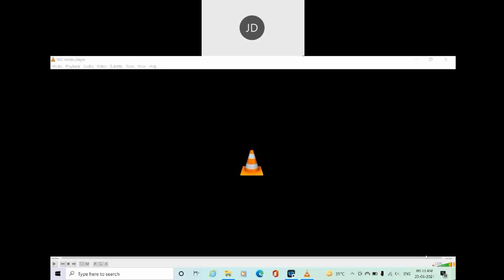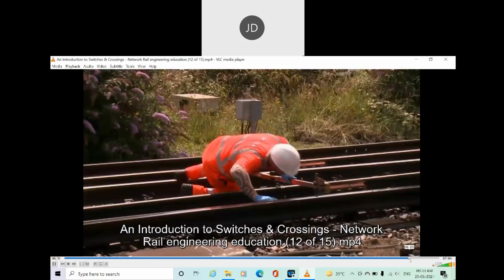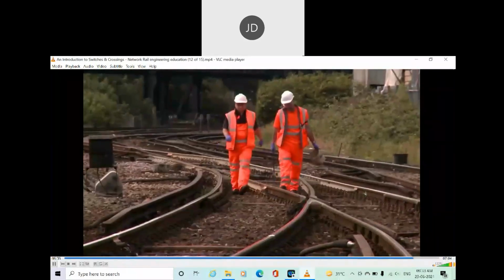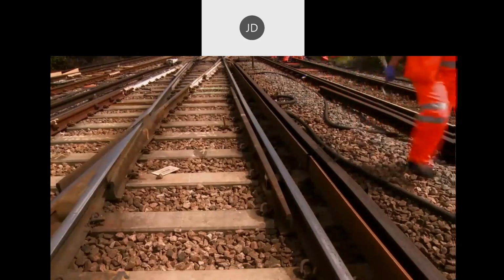My name's Lawrence Fulton and I'm a graduate engineer working for Network Rail. I'm here today to teach you about switches and crossings. The most simple form of S&C is the turnout.